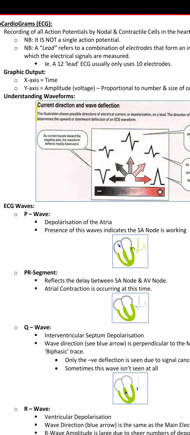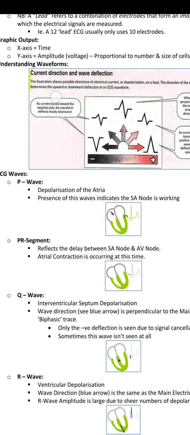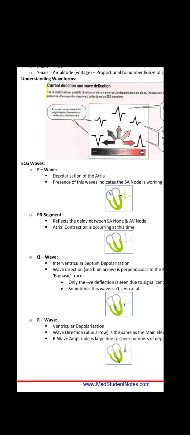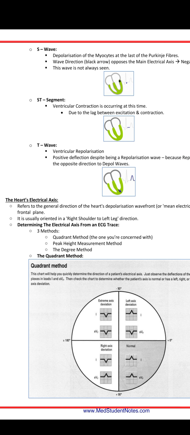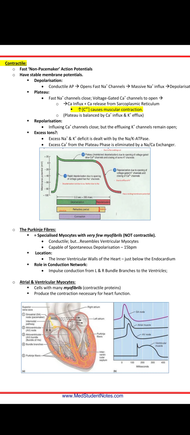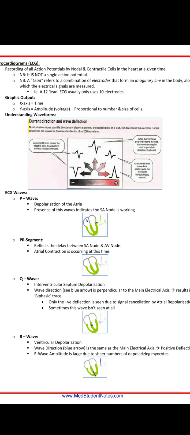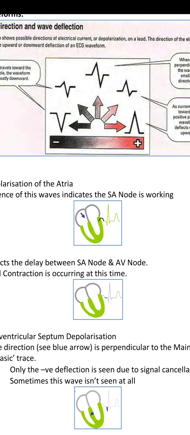Next are the ECG waves. The ECG waves consist of seven different types. The first one is the P wave. In the P wave, as you can see, there is depolarization of the atria. The presence of this wave indicates the SA node is working.